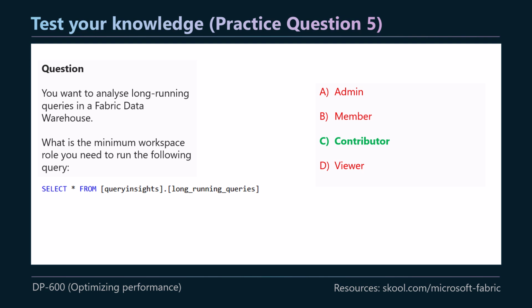To be able to run a Query Insights query, those auto-generated views that give us information about long-running queries in this example, you need to have a workspace role of contributor. Obviously, the question asked for the minimum workspace role. You can also run these queries with admin or member, but the minimum workspace role would be contributor. So if you have a viewer role, you can't run these queries in a data warehouse.